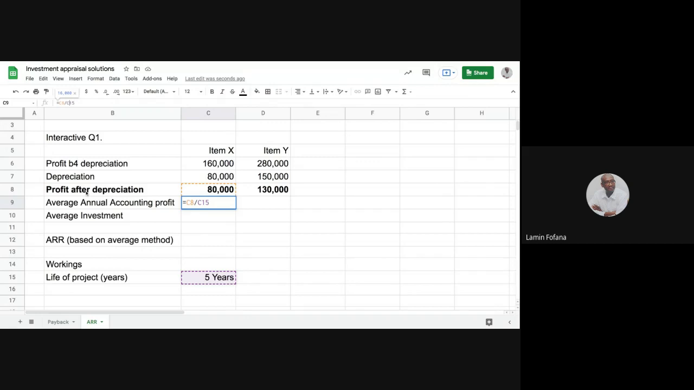To lock C15, we press F4 whilst we are in edit mode. Now we can duplicate this, and it's not going to give us any error message. So it's correct now. The average annual accounting profit is 16,000 for X and 26,000 for Y. Now, what about the average investment?